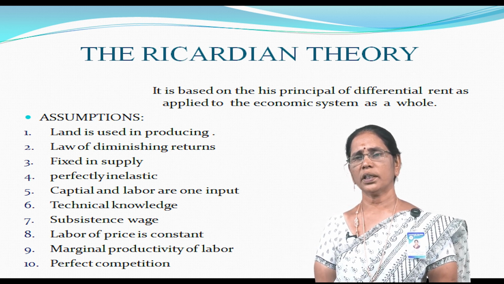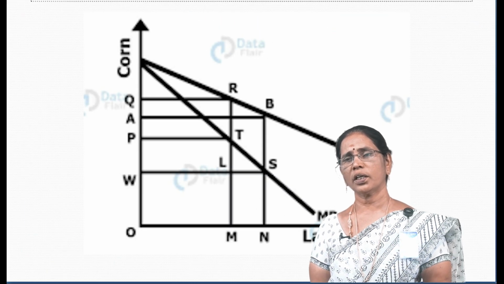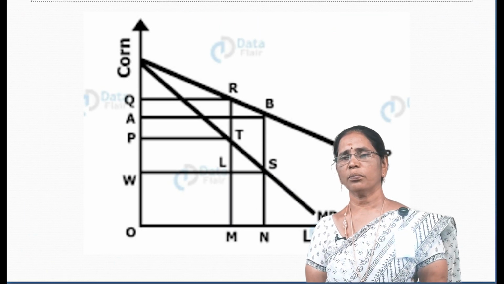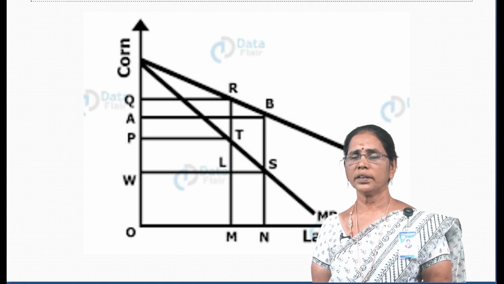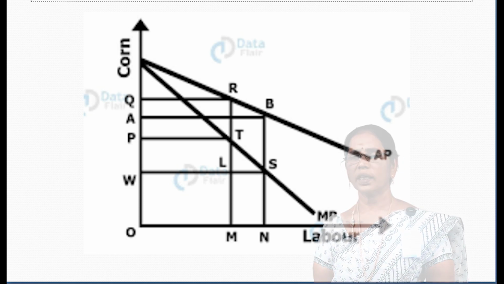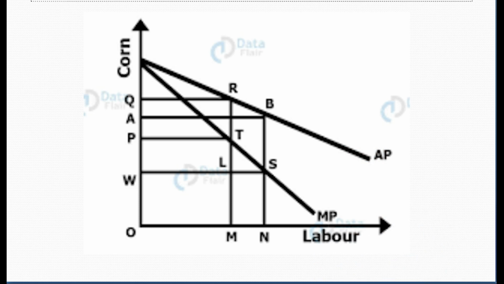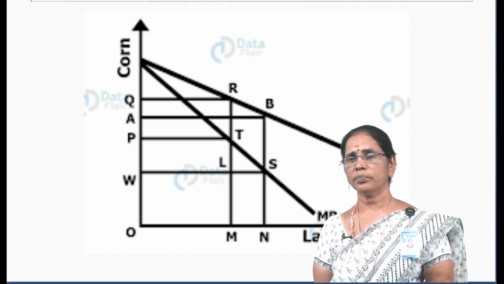Here we have to see the diagrammatical explanation of the Ricardian theory of distribution. Take an example: on the vertical axis is the production of corn, and on the horizontal axis the level of labor. Here MP represents marginal productivity and AP represents average productivity. Here we have to see how to measure the rent for land.